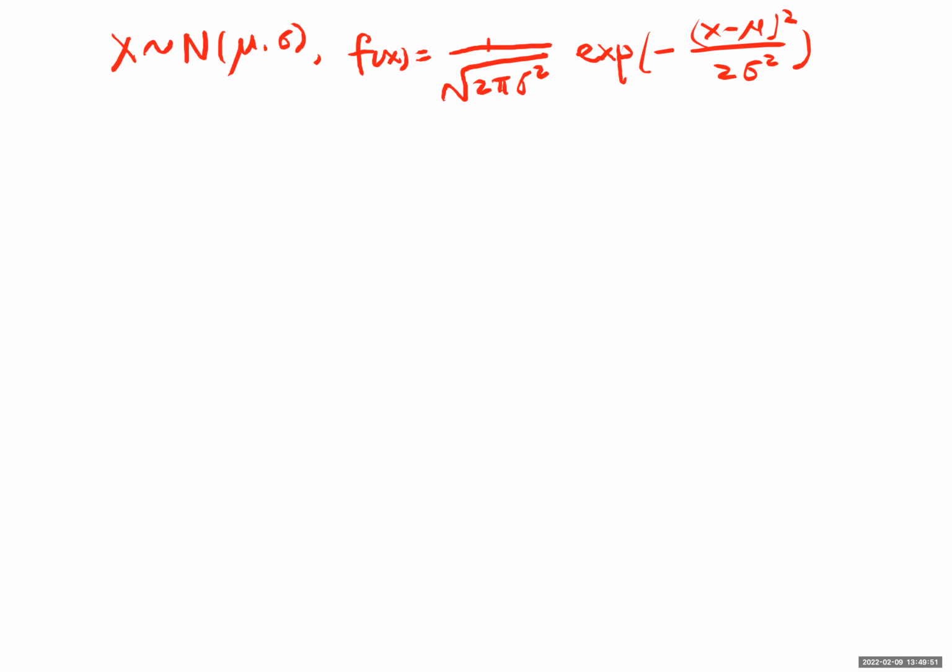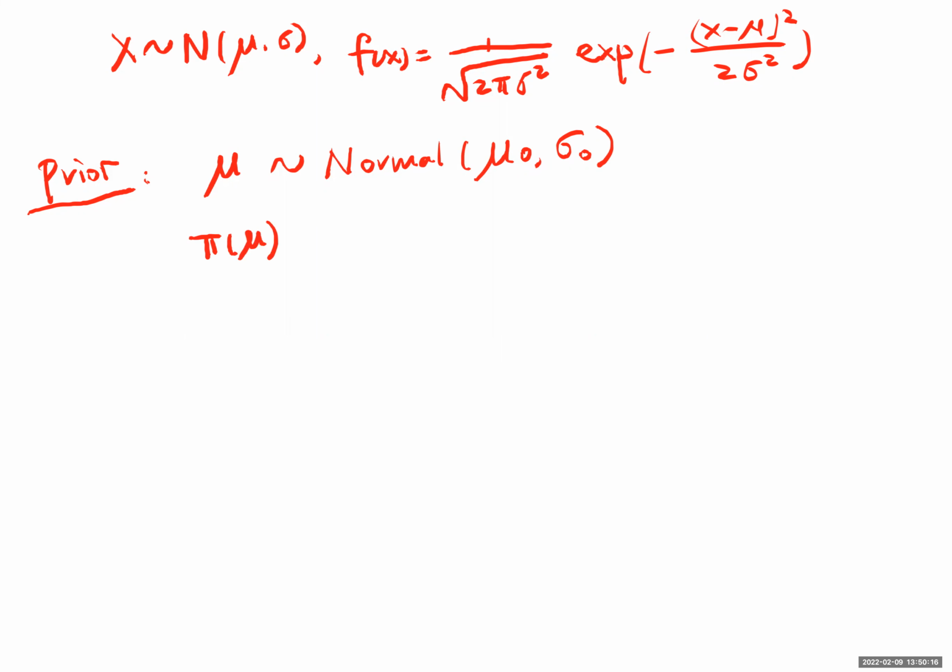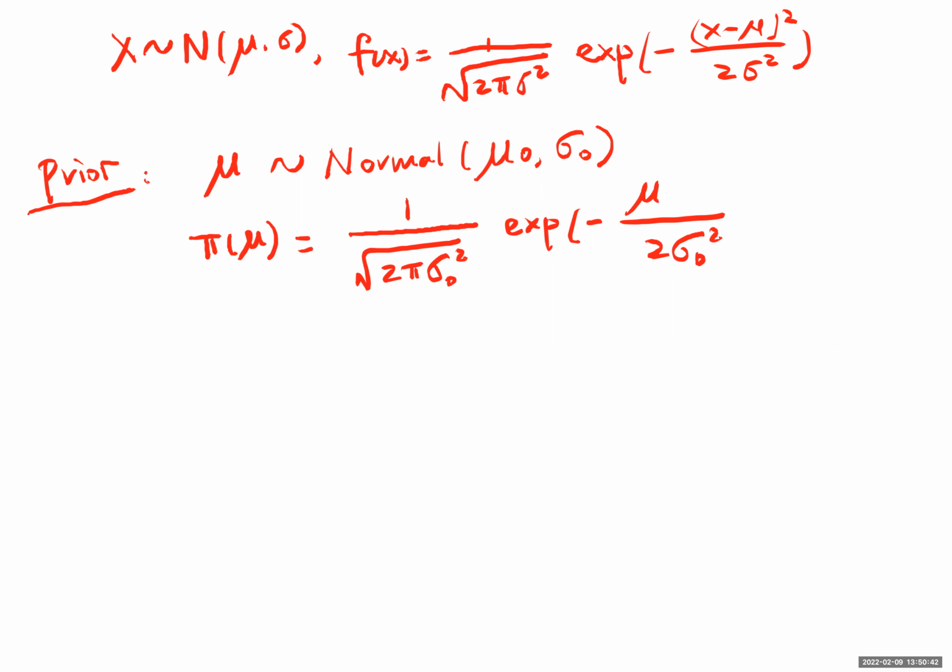Okay, so let's look at the prior first. We know that the prior is a distribution about mu, so we're saying that mu follows a normal distribution. We use mu zero and sigma zero as the mean and standard deviation. The density, and I'm always using pi to represent the prior distribution, is a function about mu. So mu itself follows a normal with its own mean and standard deviation. What that tells us is pi(mu) is 1 over the square root of 2 pi sigma zero squared, because that's the standard deviation for mu, and then we have the exponent negative 1 over 2 sigma zero squared. Here the random variable is mu, so it's (mu minus its mean, mu zero) squared.